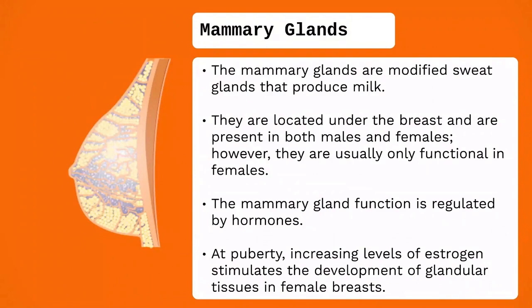Then we have our mammary glands. The mammary glands are modified sweat glands that produce milk. They're located under the breast and are present in both males and females. However, they're usually only functional in females. The mammary gland function is regulated by hormones. At puberty, increasing levels of estrogen stimulate the development of glandular tissue in our female breasts.